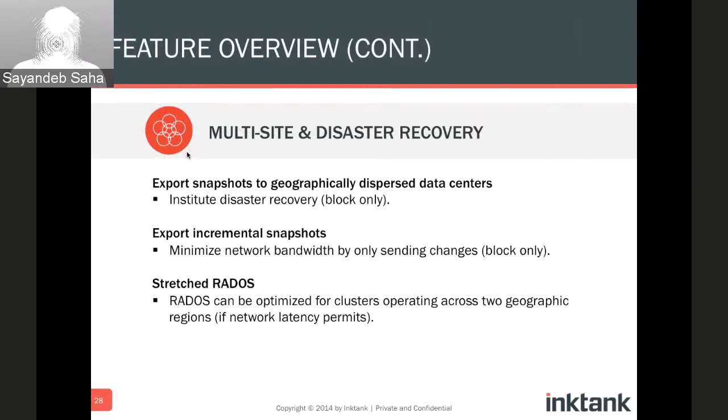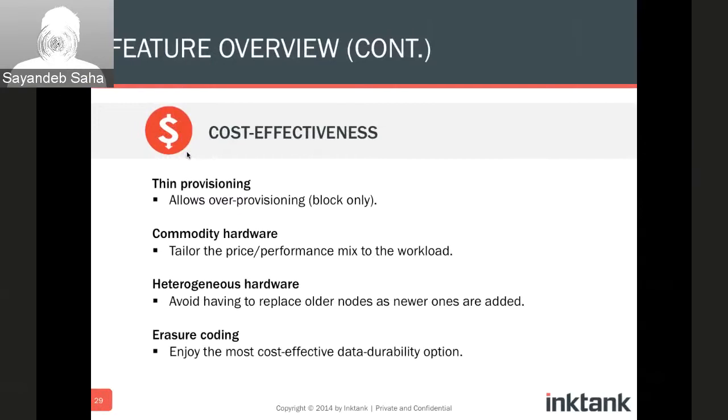Cost effectiveness, thin provisioning is supported, allowing over-provisioning. Ceph runs on commodity hardware just like Gluster. It runs on heterogeneous hardware just like Gluster, so you don't have to match all the servers that make up the storage pool. And erasure coding obviously is a big TCO boost that's in the upcoming release.